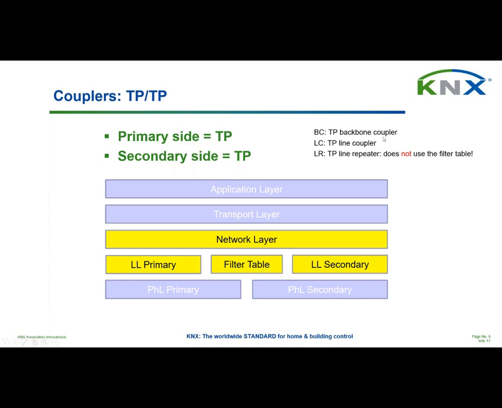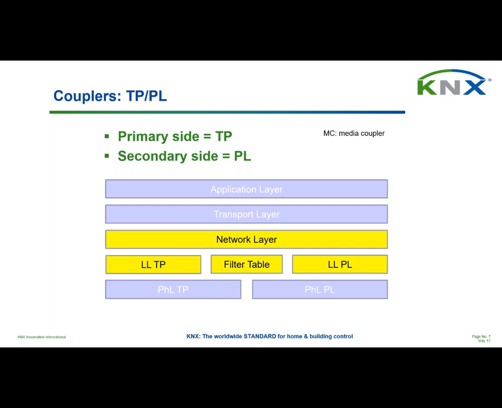The couplers in this category are known as follows. There are three types that we can distinguish. BC, being the backbone coupler, the twisted pair backbone coupler. LC is the twisted pair line coupler, and then there is also the line repeater, which has nearly the same role as a line coupler, but does not use the filter table. But don't worry about this now. I will explain it also later on, the differences between all these three subtypes, if you want.